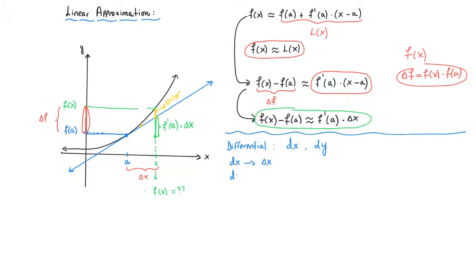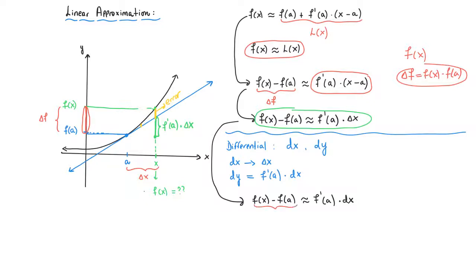dy will refer to f prime of a times delta x. Well, instead of saying delta x, I'm going to use my new differential notation. So dy is exactly equal to that product. And now I can rewrite this expression here, f of x minus f of a approximately equal to f prime of a times delta x. I can replace delta x with dx.